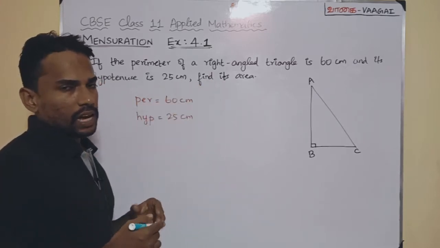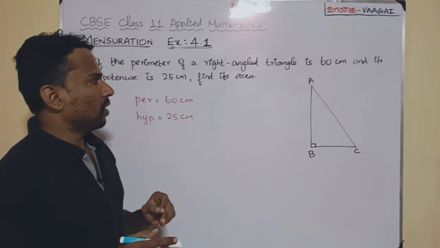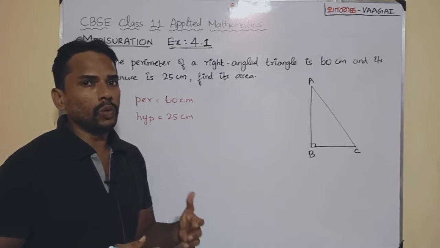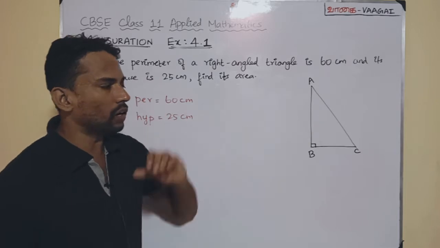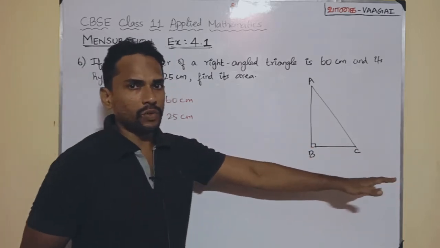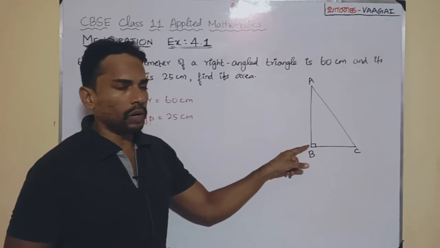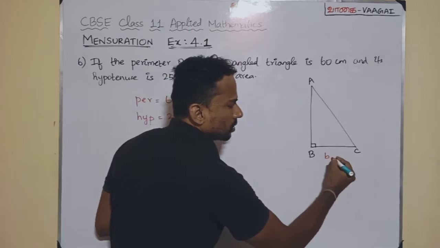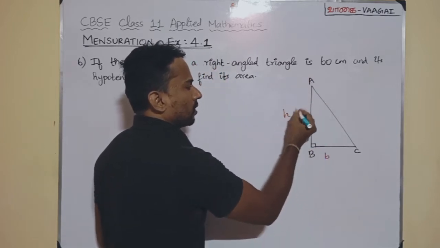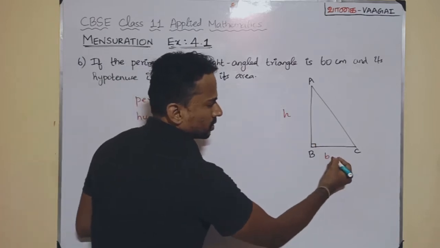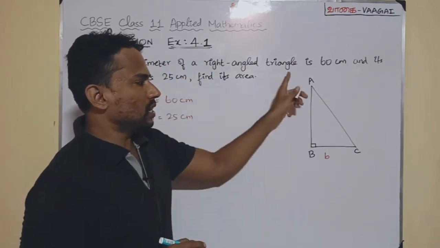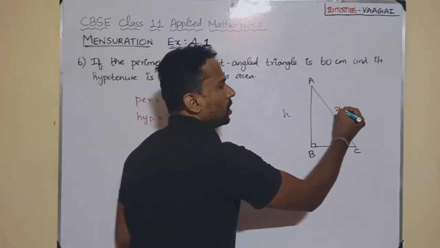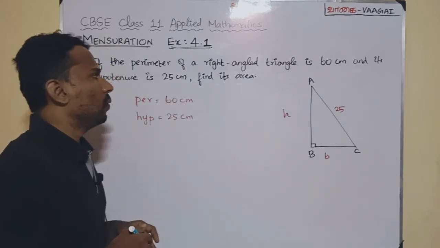Now we need to find the area of this right angle triangle, and we are very clear about how to find the area. The area of a triangle is half into base into height. Now look here, I have drawn a right angle triangle ABC, and only angle B is 90 degrees. So obviously BC will be the base and AB will be the height. And AC will be the hypotenuse, which is given in the question as 25 centimeters. Now we need to find the area.